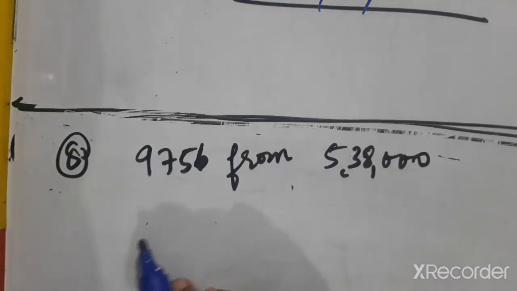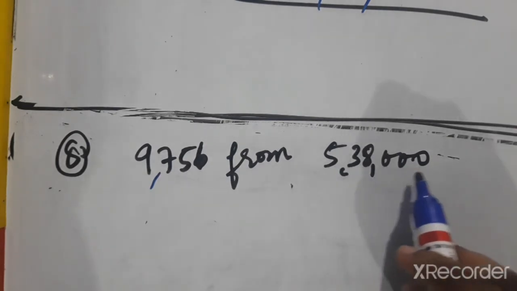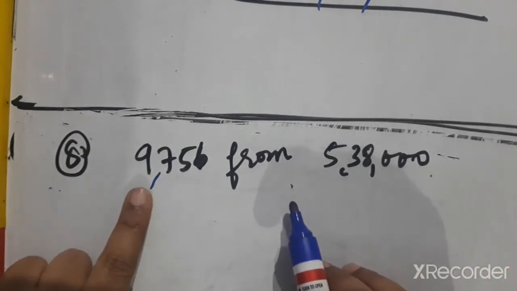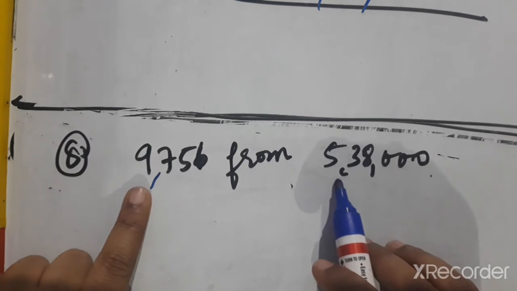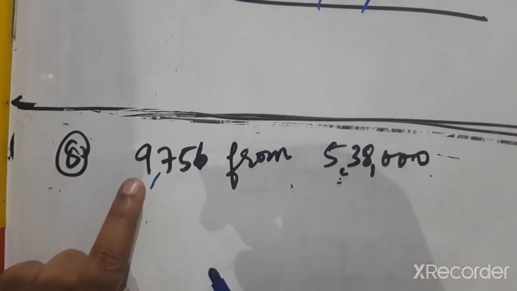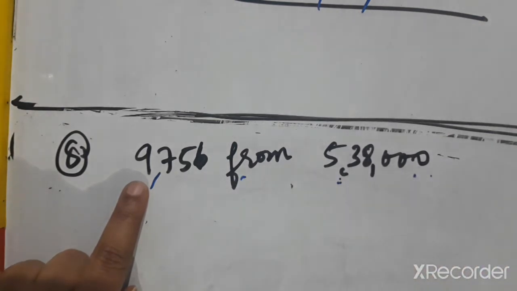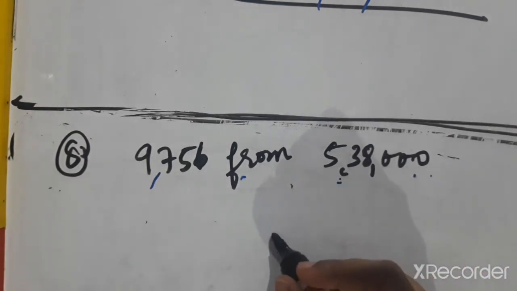Now the 8th one, 9,756 from 5,38,000. This is in the thousands place and this is in the lakhs place. So lakh is greater than thousands place. 5 lakh is greater than 9,000. So always, the number given after "from" is the one we have to write first, and then subtract.